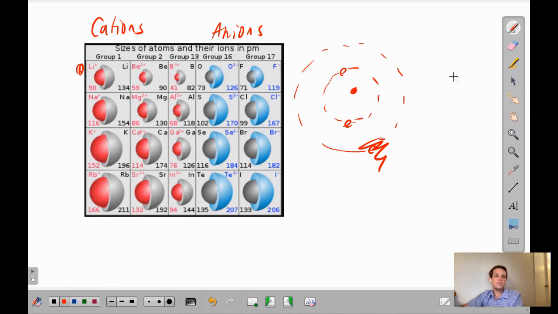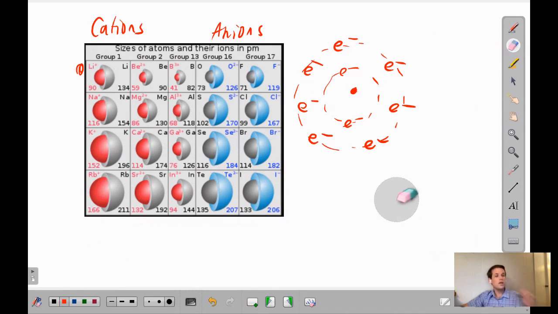Then why are the anions bigger? Well, now we get to bring in this concept of electron repulsion. So let's use fluorine for an example. We have 1, 2, 3, 4, 5, 6, 7 electrons, and an eighth one wants to come in here. And it does, and now it's a lot bigger. Why is that the case?